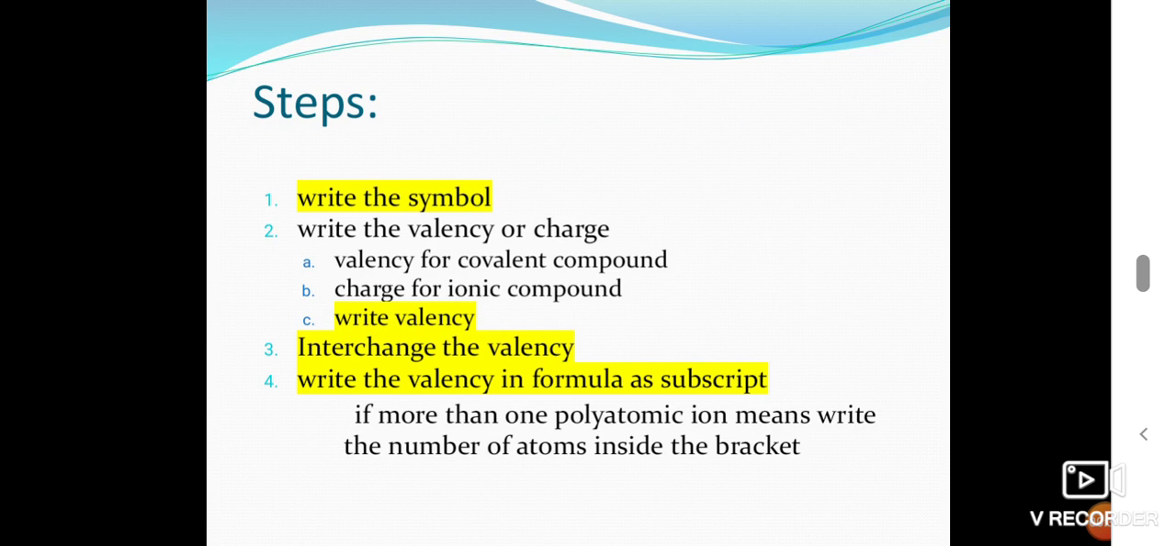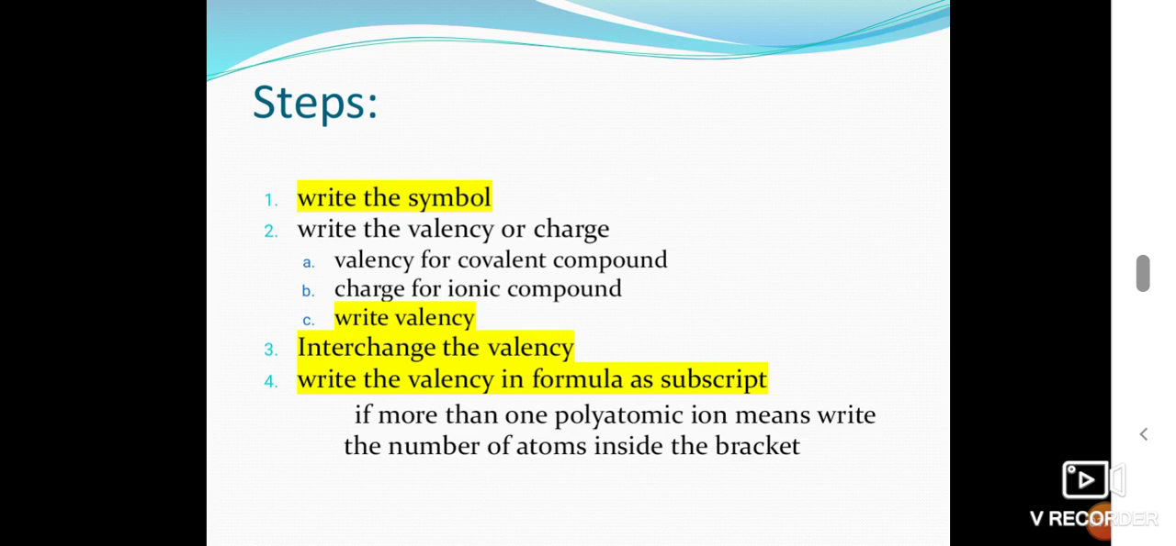So, how do we convert the chemical name into a formula? We have to follow 4 steps. First, write the symbol. Second, write the valency or charge. If it is a covalent compound we mention the valency; if it is an ionic compound we mention the charge. But don't get confused by that. Keep in mind, we have to write the valency alone.